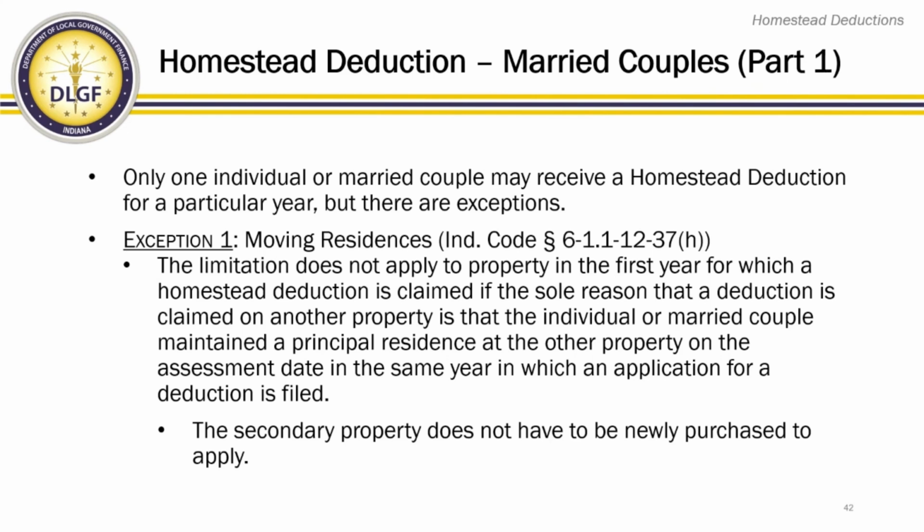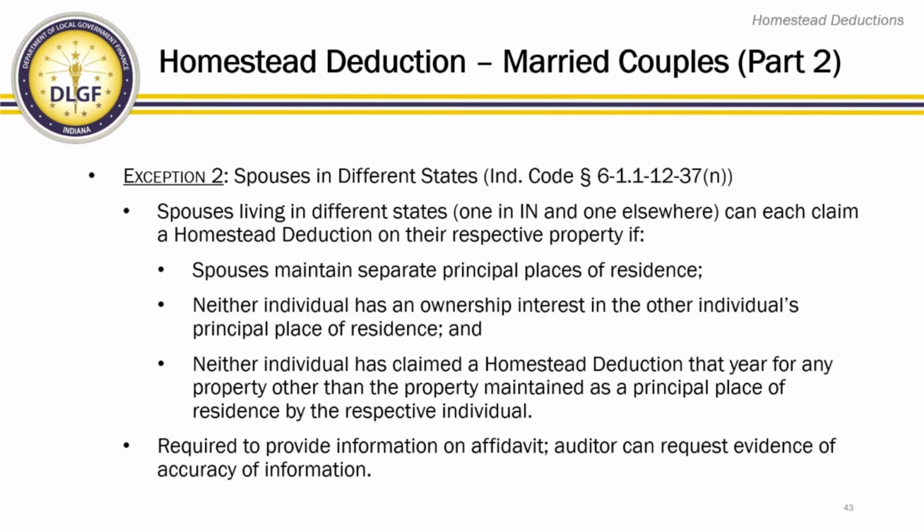We'll go over in a little bit the best way to reflect that or file for that on the sales disclosure form. But it's important to note that the secondary property doesn't necessarily have to be a newly purchased property to apply. It's the most common that we see, but sometimes you happen to own two properties, holding one as a rental property and one as your personal residence, and you decide you want to live in the rental property and rent out what was your residence. The same carryover would apply for that situation as well. The second exception that we'll see with the homestead deduction is for spouses that reside in different states.